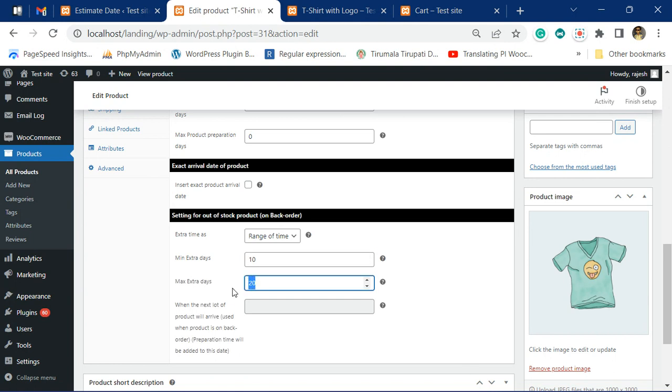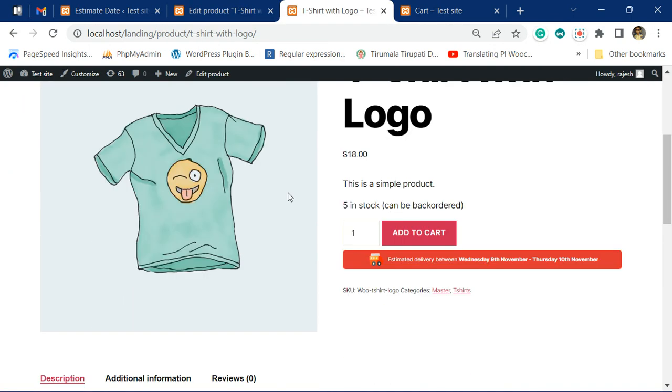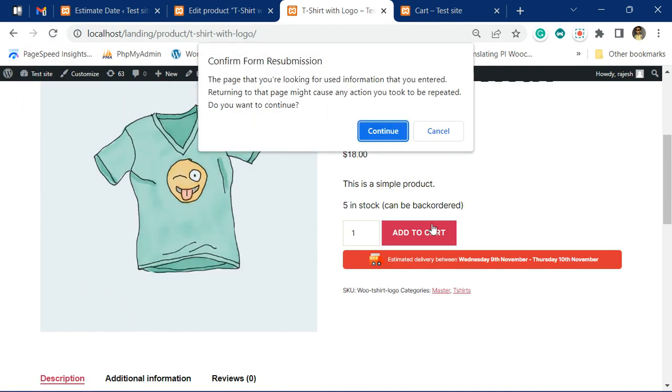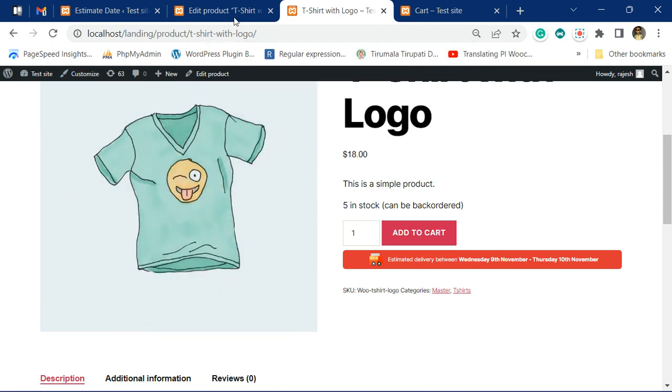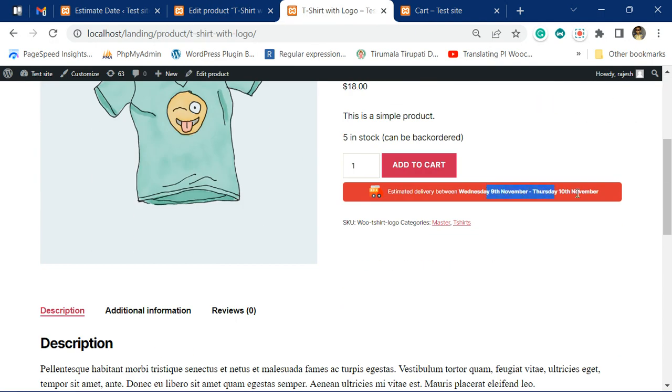And extra time, that is when the product goes out of stock, that is on backorder, we have taken 10 and 20. Today is 8th November. So you will see the product is showing the estimate date as 9 and 10th November. Because today is 8 November, so 1 day of shipping and 2 days of shipping. This is when the product is in stock.